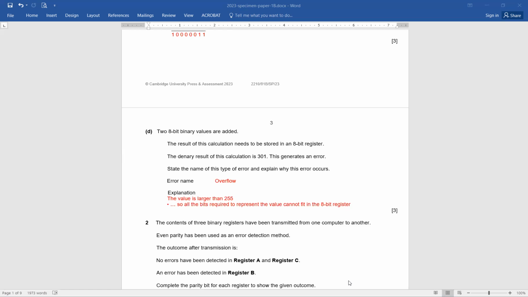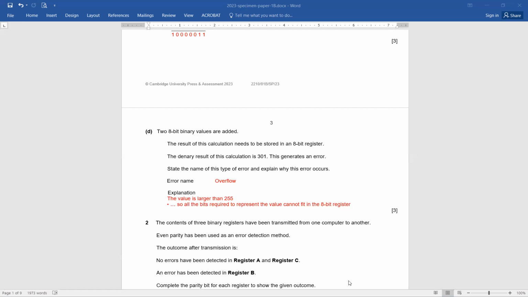That's right, Ellie. It will be 255. And that is why you can see the value 301 is beyond 255. That's why it will result in an error that is called overflow. And the reason is very simple. The value is larger than 255. So all the bits required to represent the value cannot fit in the 8-bit register.